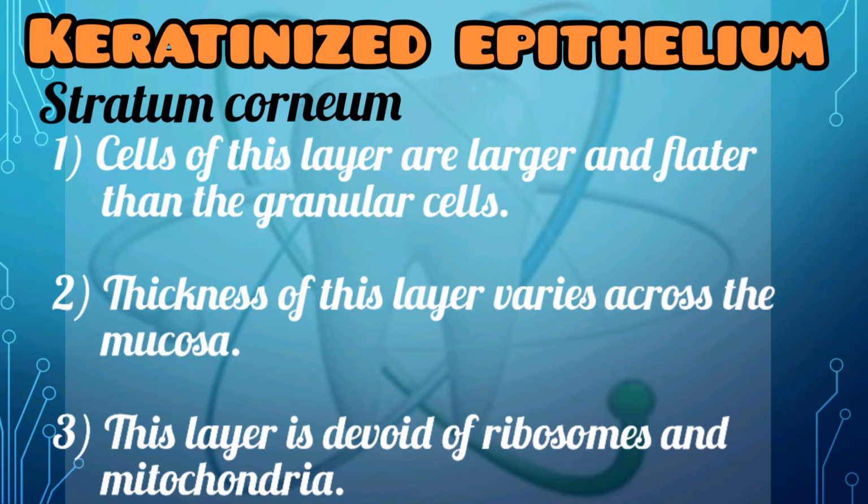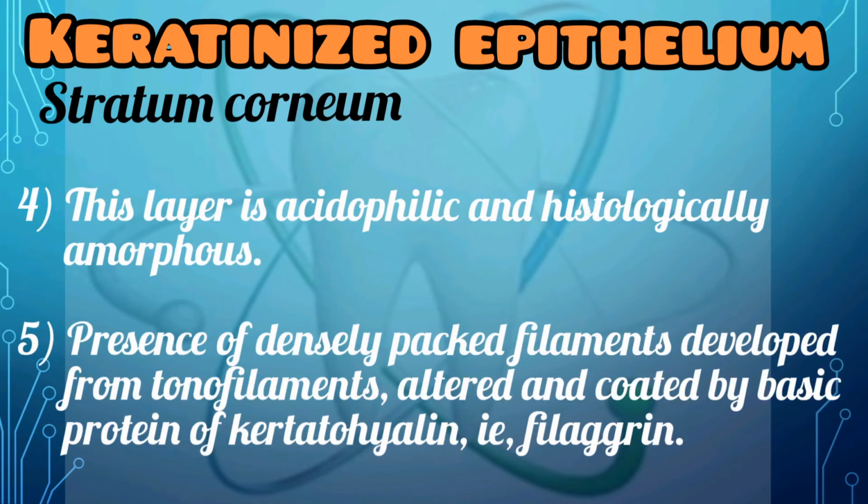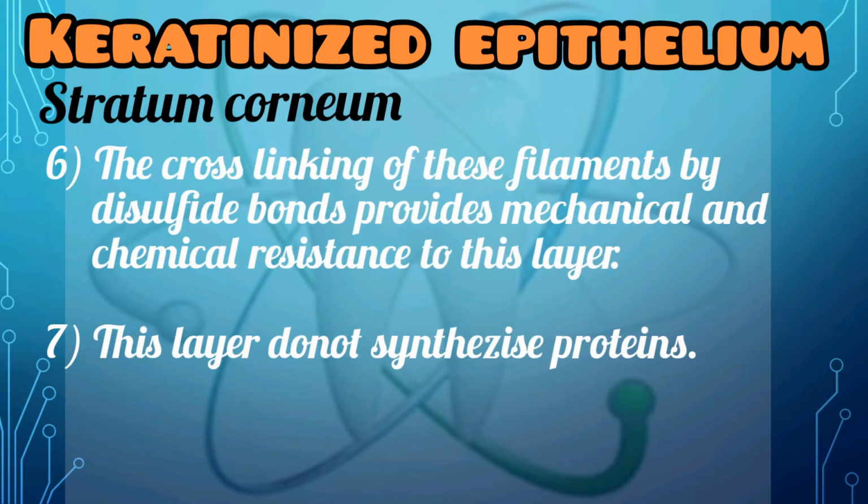There is absence of ribosomes and mitochondria in this layer. This layer is acidophilic and histologically amorphous. This layer is composed of densely packed filaments developed from tonofilaments altered and coated by the basic protein of keratohyalin granules, filaggrin. The cross-linking of these filaments by disulfide bonds provides mechanical and chemical resistance to this layer. This layer does not synthesize protein.